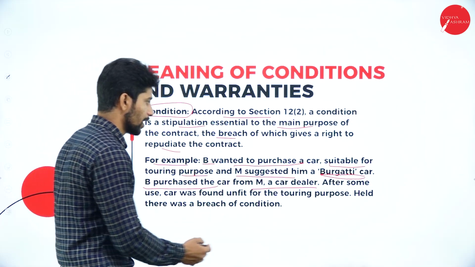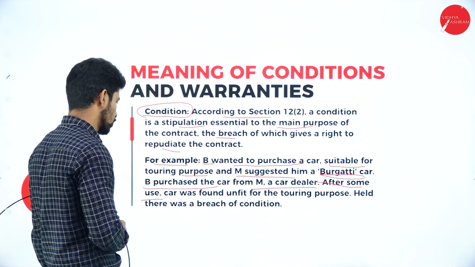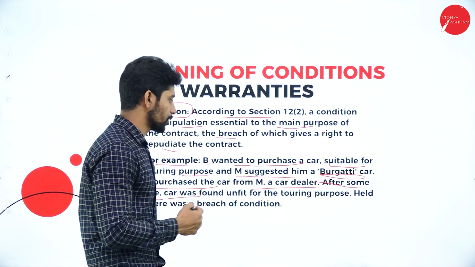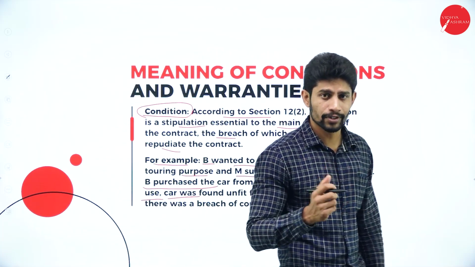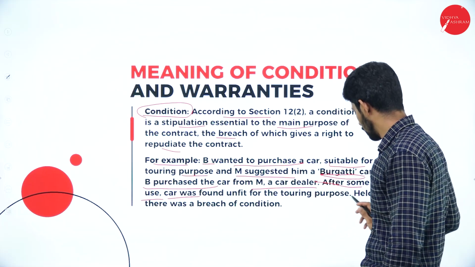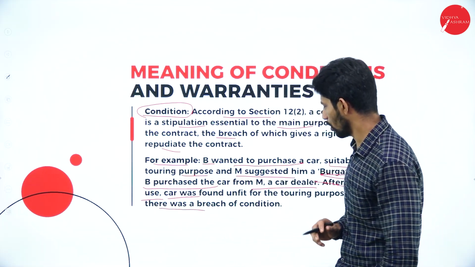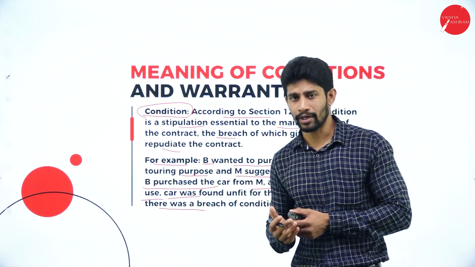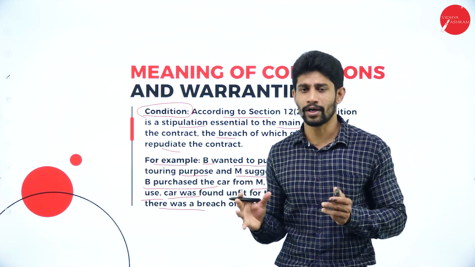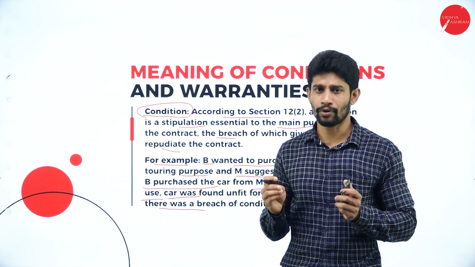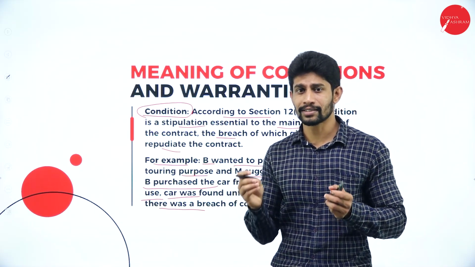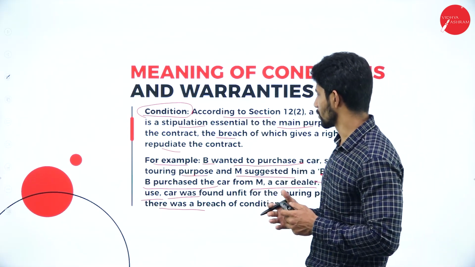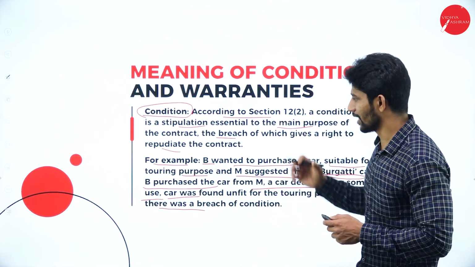So he purchased it. After some use, the car was found unfit for the touring purpose. Held: there was a breach of condition. Yes, here, while you are selling the product, the customer says this kind of specification of product we want. If you provide the same specific product, then it's fine. If you are not providing the same specific product, then it's a breach of contract. That is what Section 12 subsection 2 says about conditions.